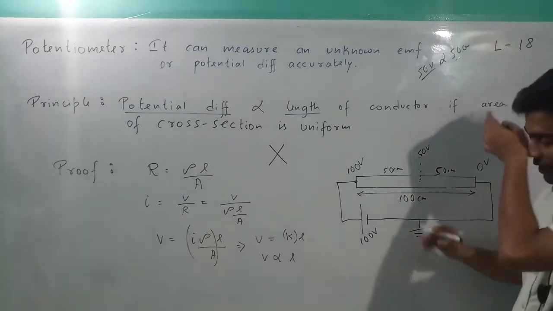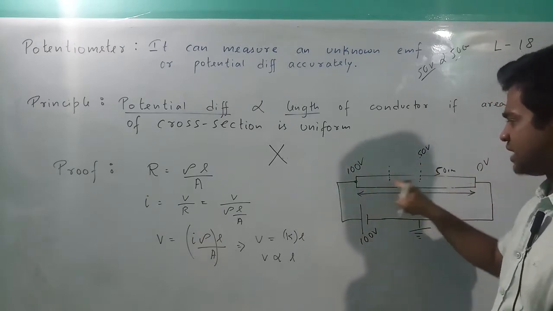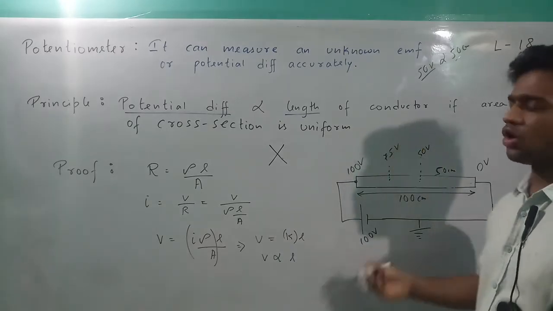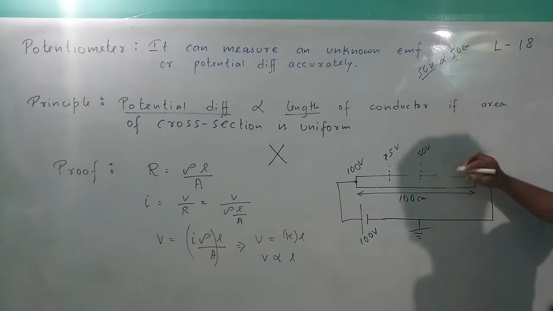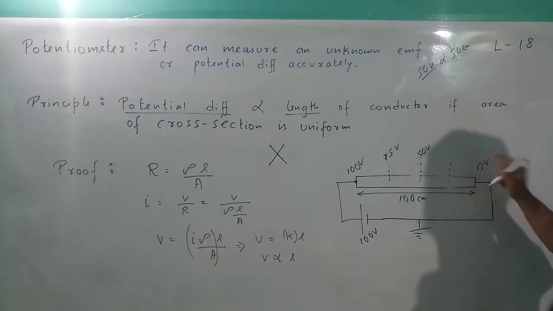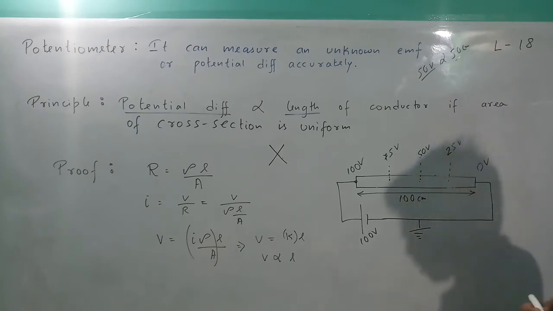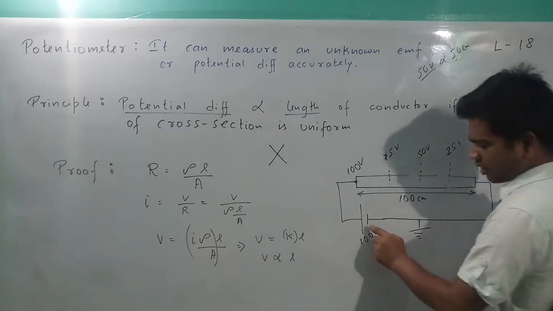Now let's take another point. Suppose we take a point right in between 100 volt and 50 volt. This will be how much? 75 volts. We all know we have done this in Kirchhoff's law, all right? And exactly somewhere in the middle, if this is 50 volt and this is 0 volt, this will be how much? 25 volt. Now many people may have confusion, how exactly am I getting this data? Now try to understand one thing. What does a battery do?